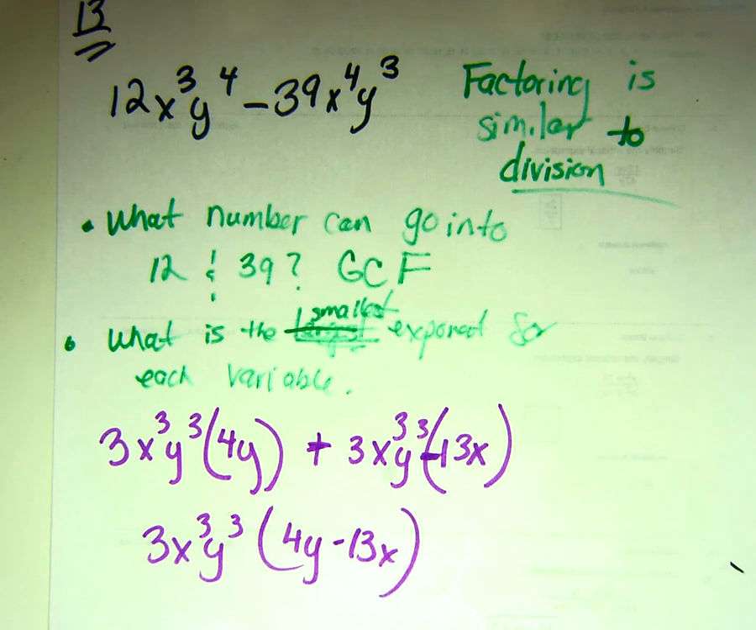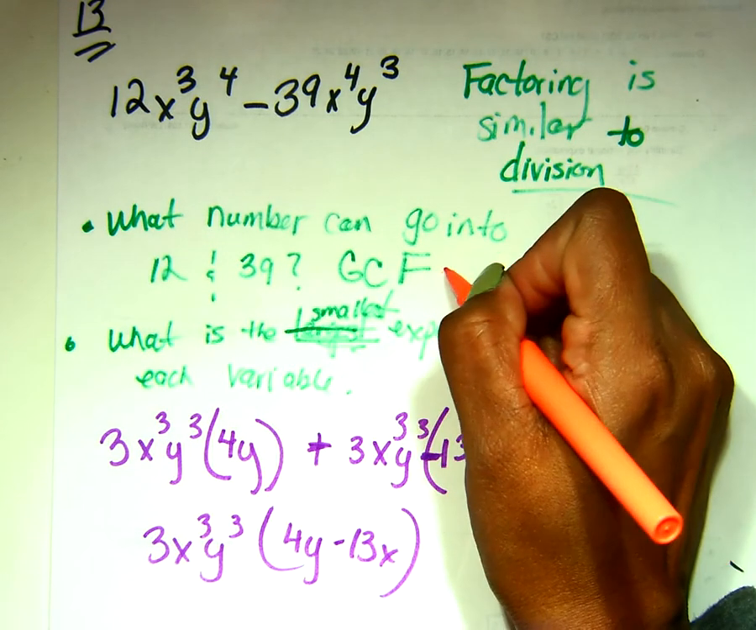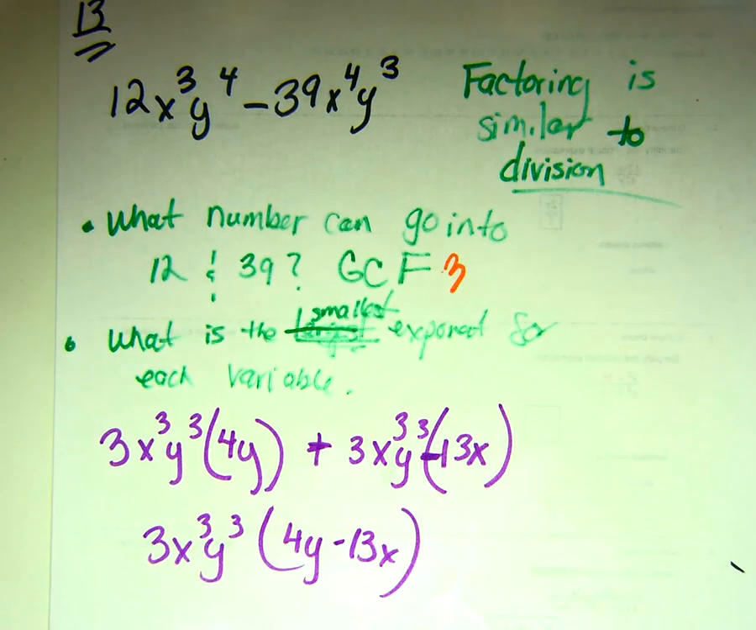Then we have to look at each variable very carefully. What is the smallest exponent for each variable? So my apologies for my penmanship here. So we know that we're going to have a 3 for the number, and then we're going to have the smallest exponent. So my greatest common factor literally is 3. So that's where this 3 comes from. Looking at your smallest exponent for your x's, so I got x to the third and x to the 4th. So x to the third is going to be my smallest one.